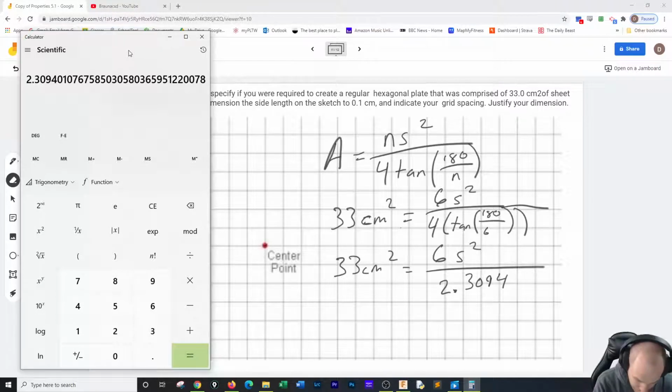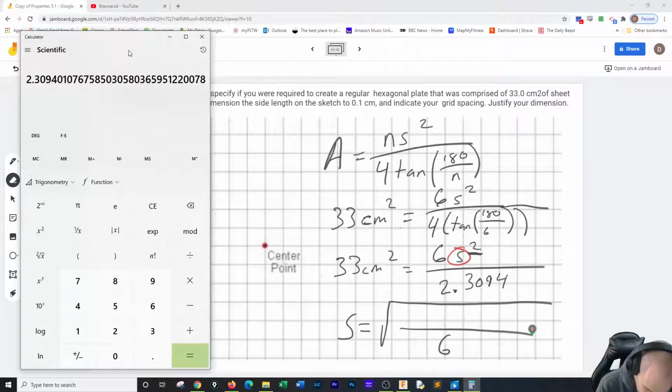Okay, so I've got to isolate S here. This is what I want to isolate. So to do that, I have to write the following equation. S equals, since it's squared, to do the reciprocal here, I got to do a square root. And then 6 is going to go in the denominator because we're flipping it. And we've got to do 33 centimeters squared times whatever my denominator was over here.